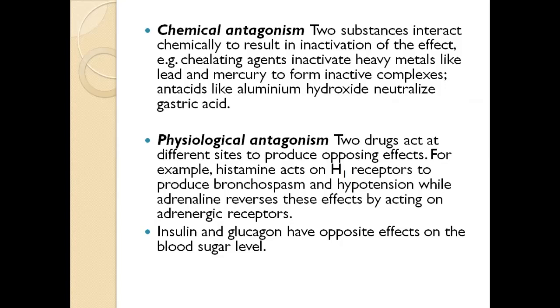Physiological antagonism. Two drugs act at different sites to produce opposing effects. For example, histamine acts on H1 receptors to produce bronchospasm and hypotension, while adrenaline reverses these effects by acting on adrenergic receptors. Insulin and glucagon have opposite effects on the blood sugar level.